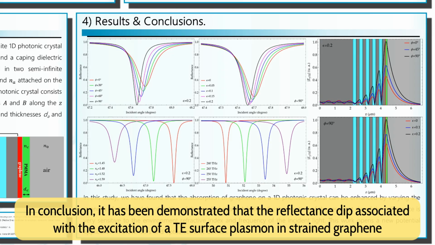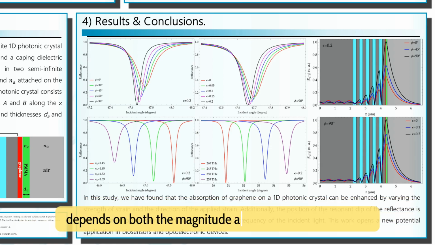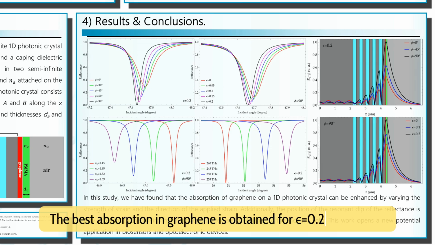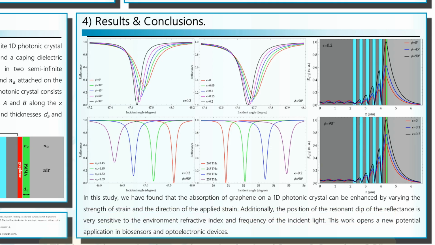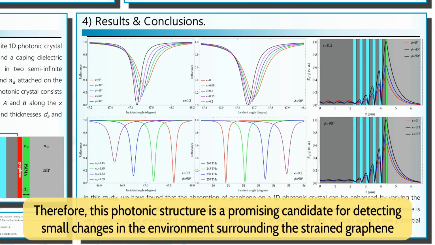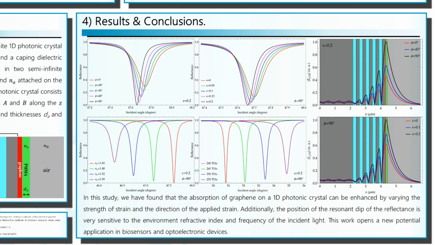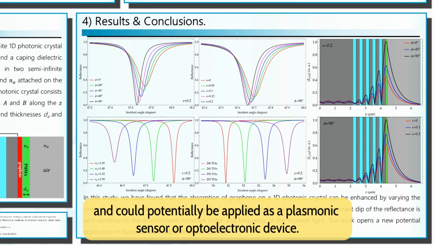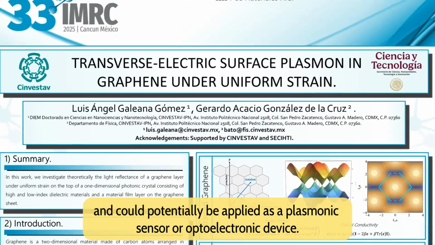In conclusion, it has been demonstrated that the reflectance dip associated with the excitation of a TE surface plasmon in strained graphene depends on both the magnitude and direction of the strain. The best absorption in graphene is obtained for epsilon equal to 0.2 and phi equal to 90 degrees. Therefore, this photonic structure is a promising candidate for detecting small changes in the environment surrounding the strained graphene and could potentially be applied as a plasmonic sensor or optoelectronic device.